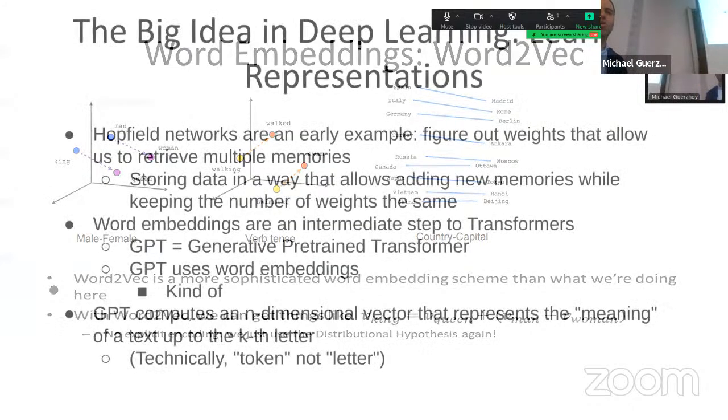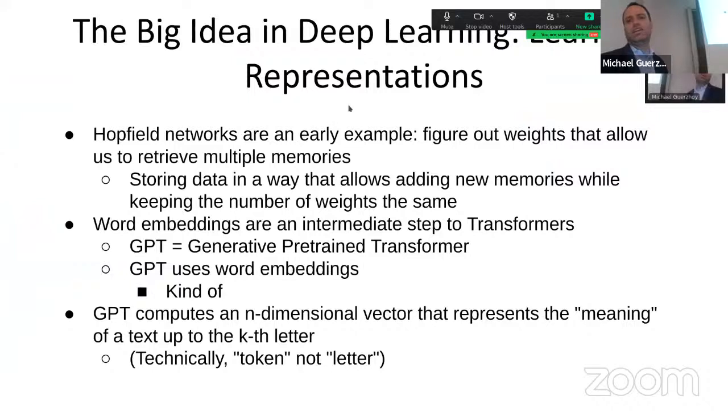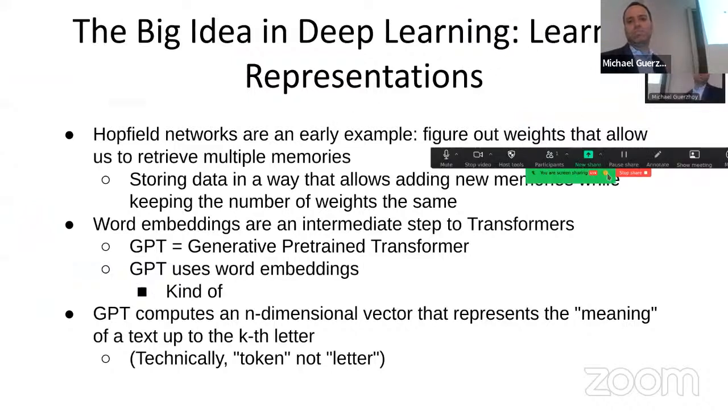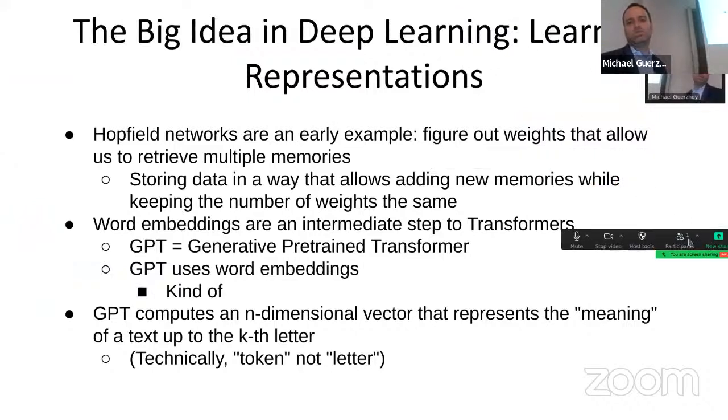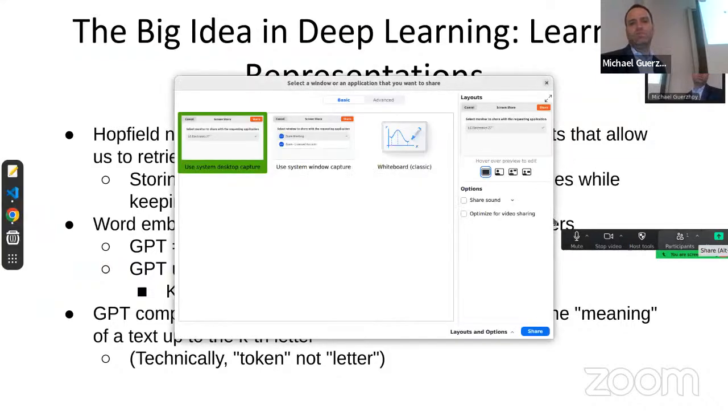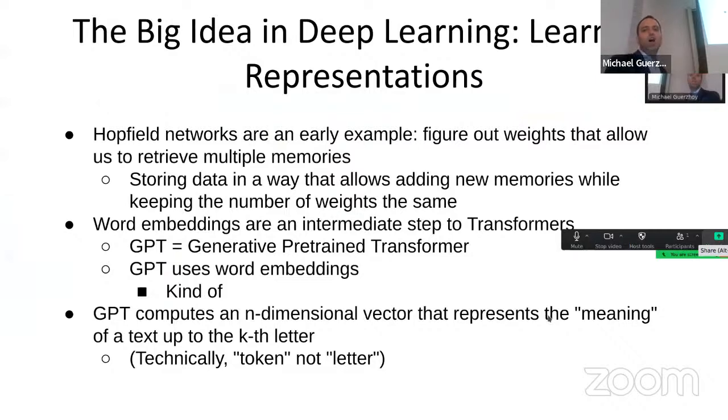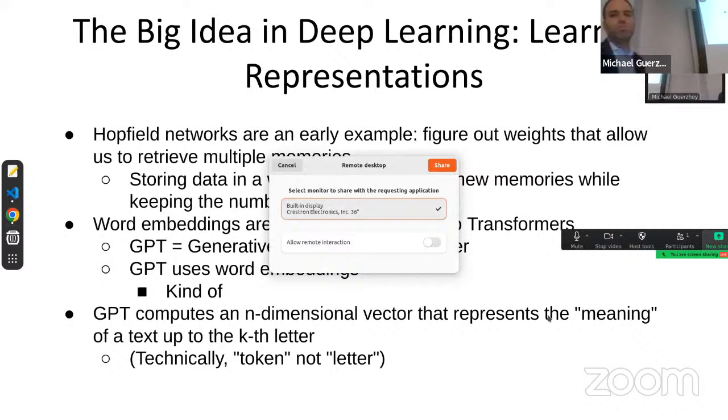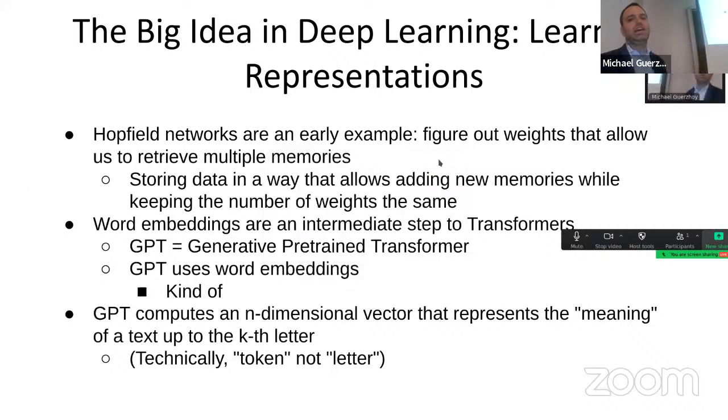So I wanted to also put this in the context of what we were talking about when we were talking about Jeff Hinton's work and Hopfield networks. So the big idea, what really made, in a way, language models work, is exactly what we're doing in Project 3. It's computing vectors that represent in some sense the meaning of the input.